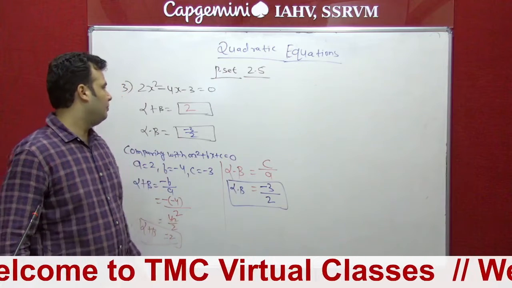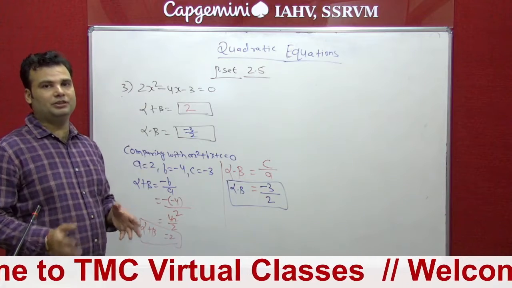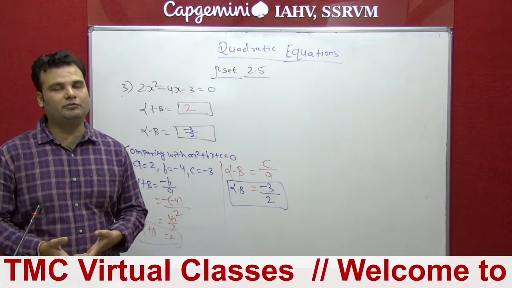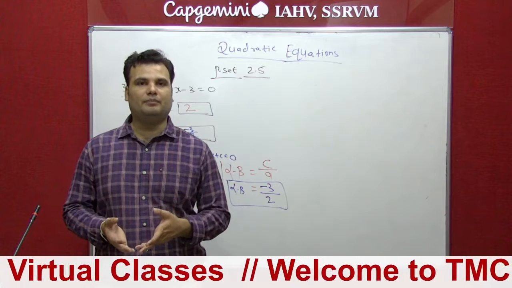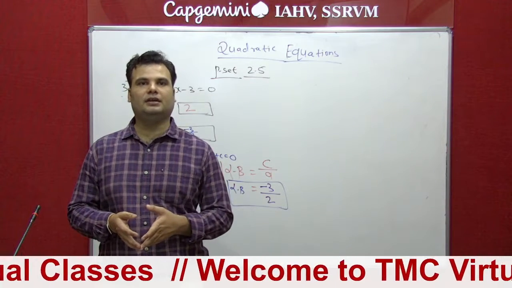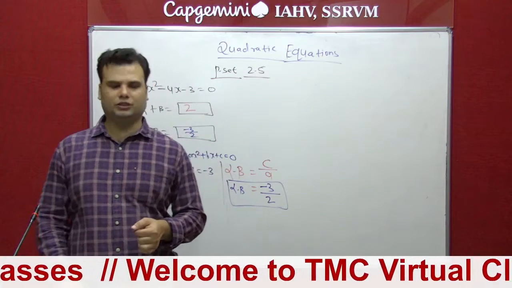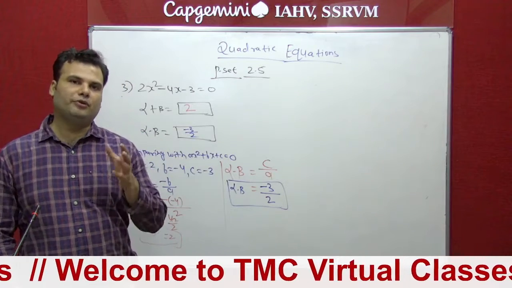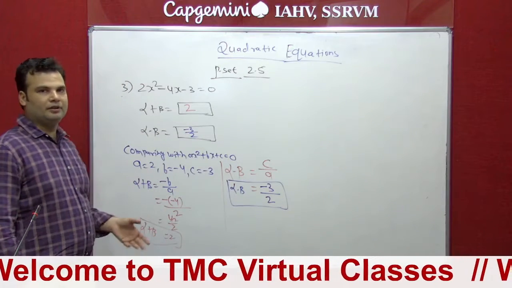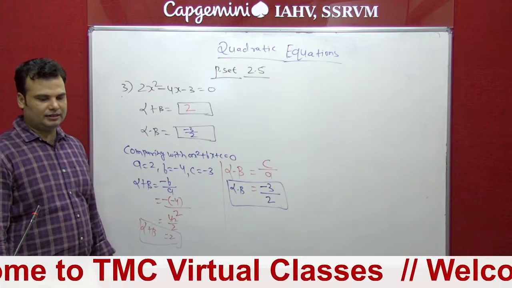You can solve it simply with alpha plus beta and alpha into beta, in the standard form x square minus (alpha plus beta) into x plus alpha into beta equal to 0. You have to remember the method, and at that time you can apply it in practice set 2.5. So let's start the next sum.